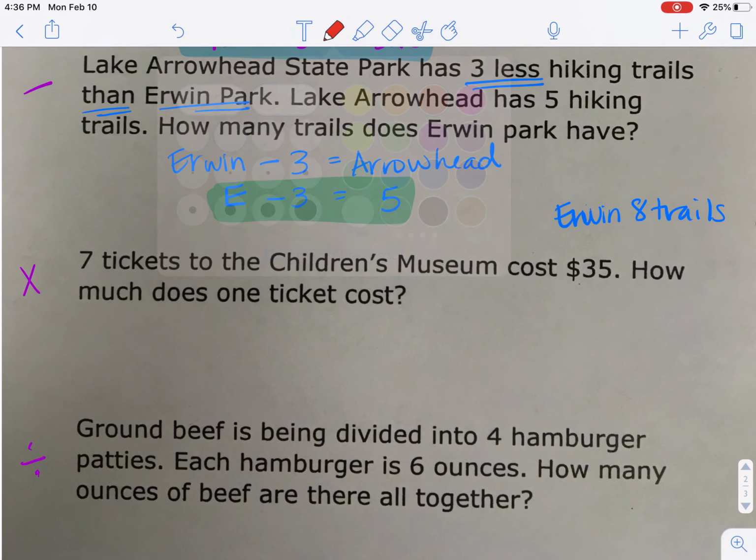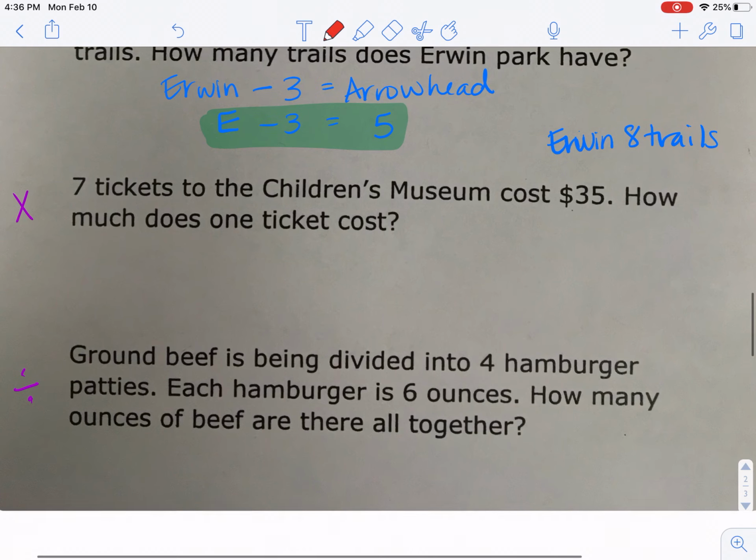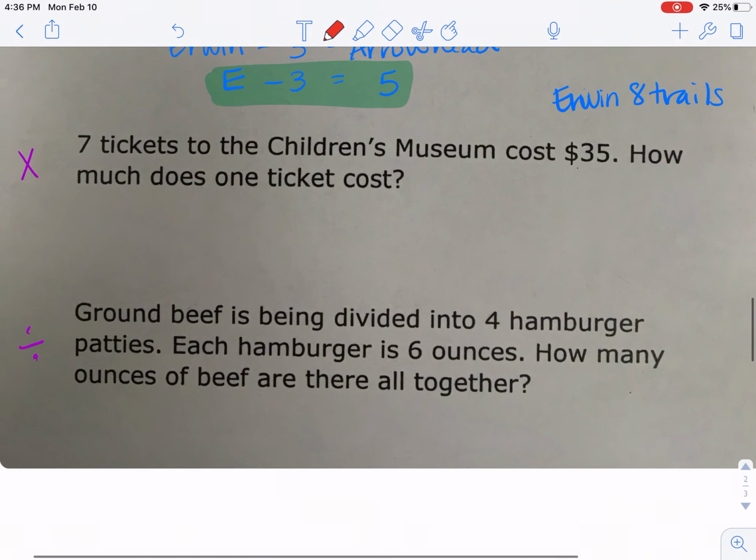All right, let's do the next one. 7 tickets to the Children's Museum cost $35. So if I have 7, it says how much does one ticket cost? So if I have 7 tickets, my cost is going to be $35.